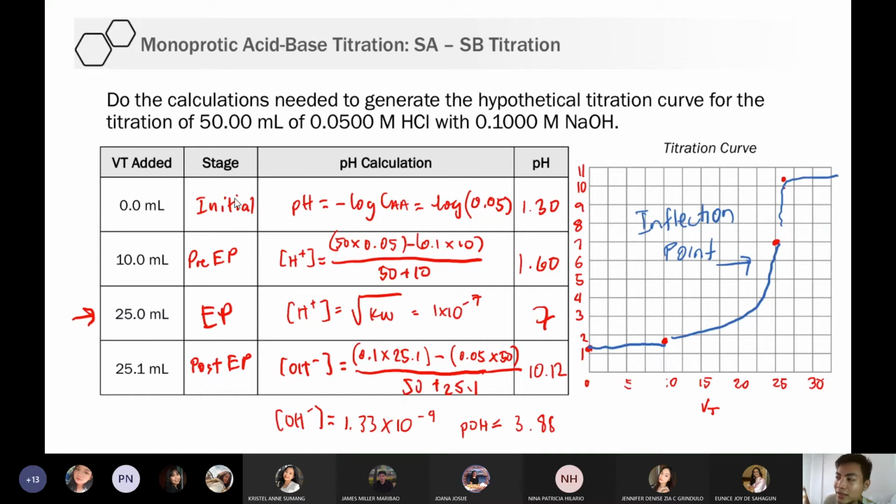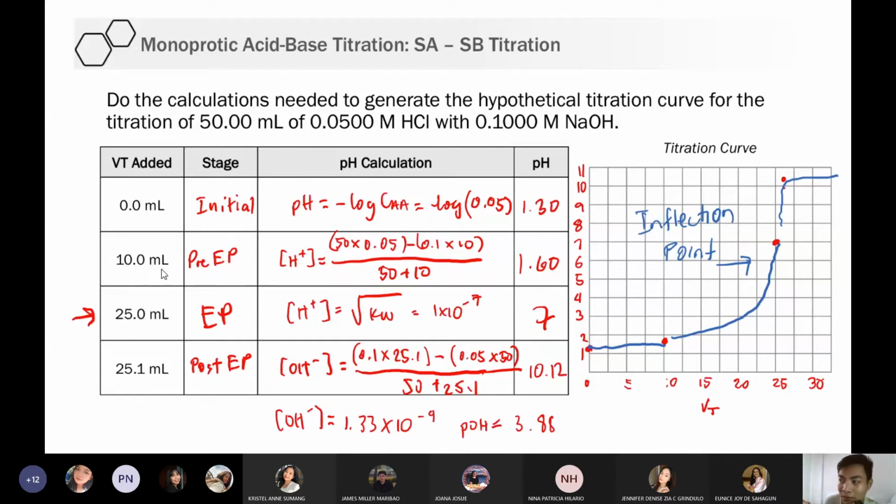So to summarize, anong ginawa ko nung una? First thing na gagawin mo is alamin ang equivalence point volume. Paano? Mole titrant equals mole analyte, di ba? Yun yung ginamit ko. This times this equals this times x, no? Question mark. Ano yung x? Solve for x. Nakuha natin is 25. Okay. So since alam ko yung 25 yung equivalence point, then I can now assign stages to other volumes.